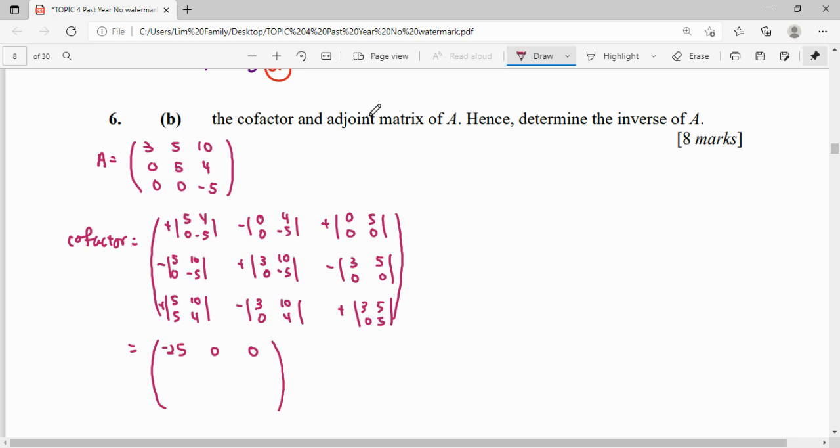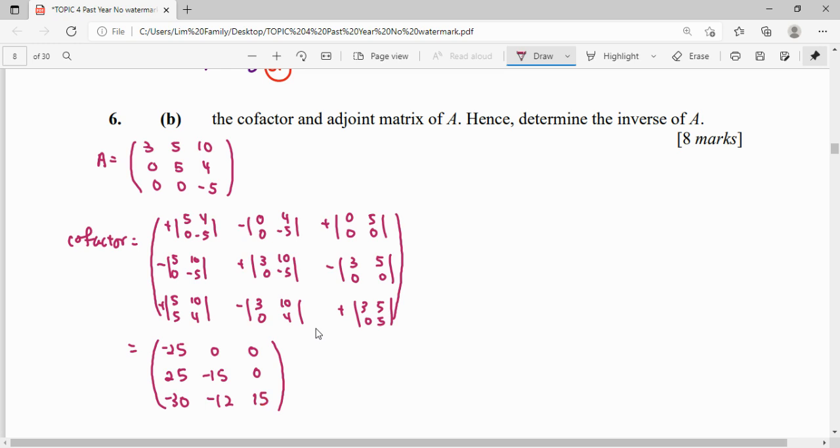Then we continue for this negative 25, but with a negative in front, it becomes positive. Here is negative 15, and then that will be 0. It will be 20 minus 50, so it becomes negative 30. This is 12, so with a negative in front it becomes negative 12, and lastly that will be 15. So this is our cofactor.